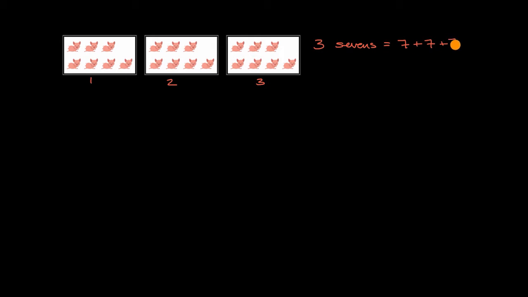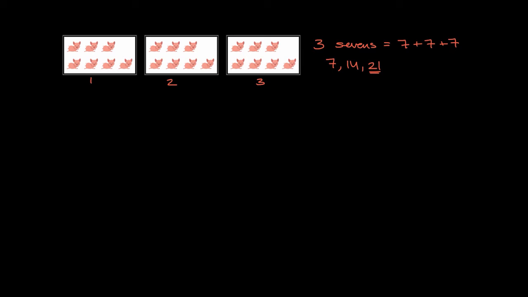And if you wanted to figure out what that is, you could skip count. If we skip count by 7, we go 7, then 14, then 21. And so 3 sevens, which is 7 plus 7 plus 7, is 21. So there's 21 pigs here. And you can verify on your own that if you count this, you will indeed see 21 pigs.